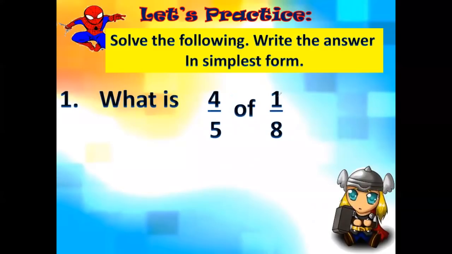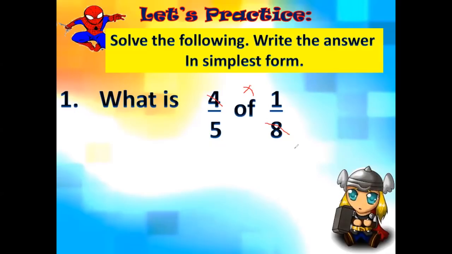What is 4/5 of 1/8? The word "of" can be identified as multiplication, so just multiply. I'm going to apply cross cancellation. Remember, when you cross cancel, you must use one numerator and one denominator. You cannot cancel both numerators or both denominators. Remember, one numerator and one denominator.